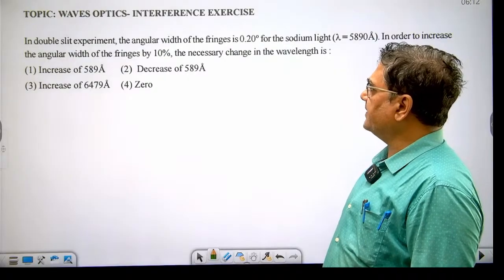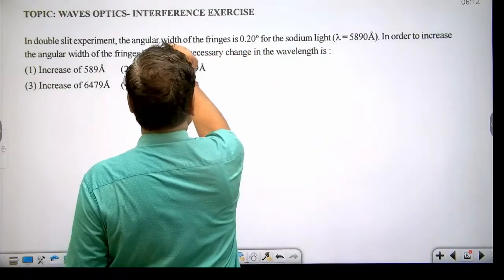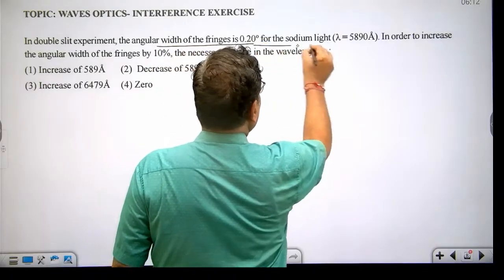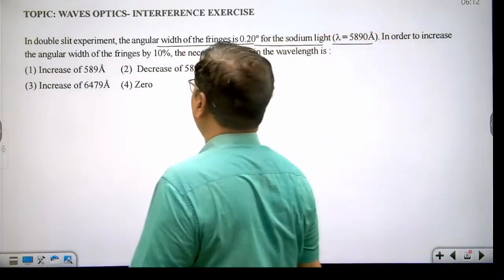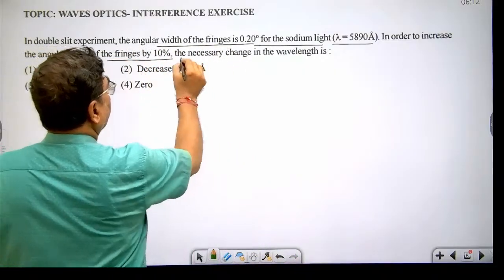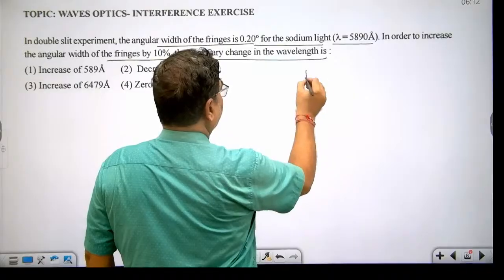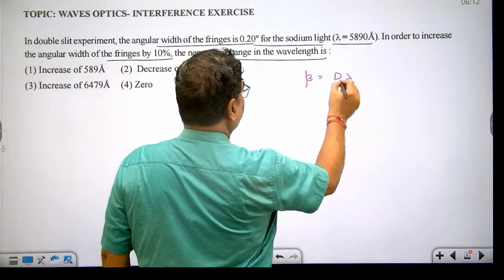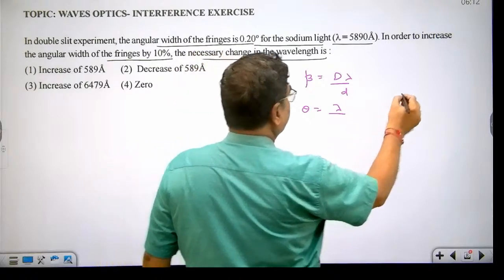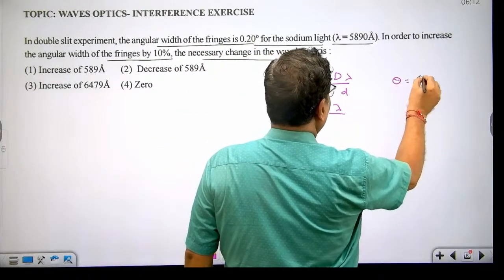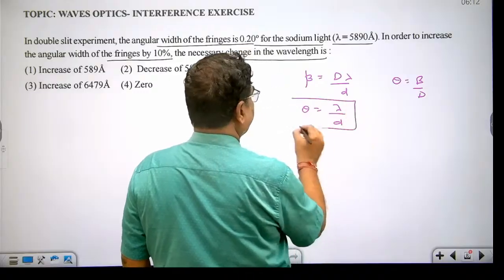In a double slit experiment, the angular width of the fringes is 0.2 degree for sodium light, lambda equal to 5890 angstrom. In order to increase the angular width of the fringes by 10%, the necessary change in the wavelength is? Dear student, this is the linear fringe width, beta equal to D lambda upon d, and this is the angular fringe width, theta equal to beta upon D. Beta upon D means lambda upon d. This is the angular fringe width.